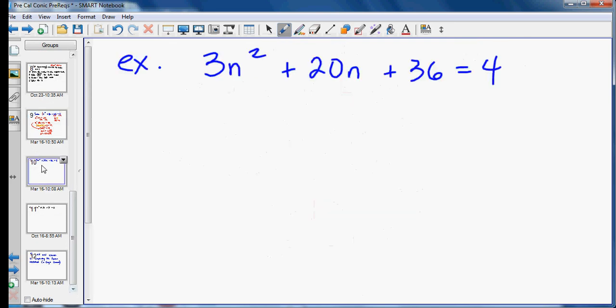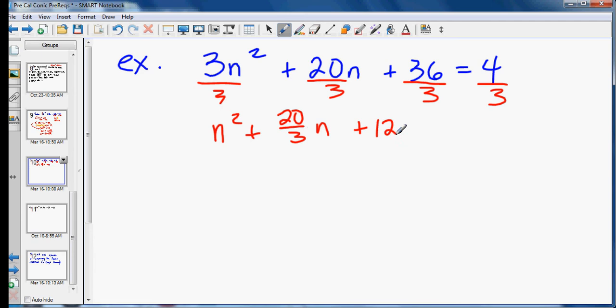Okay, 2 more examples. This first one finally has us doing something about step 1. We have a coefficient other than just 1 in front of the squared term. So we have to divide everything by that number. So this one is going to be a little bit trickier as far as the numbers we're dealing with, but bear with me, you'll do fine. First step is to divide everything by this 3. We cannot complete the square if there's a coefficient other than 1 in front of that squared term. So we end up with n squared plus 20 over 3 n plus 12 equals 4/3.